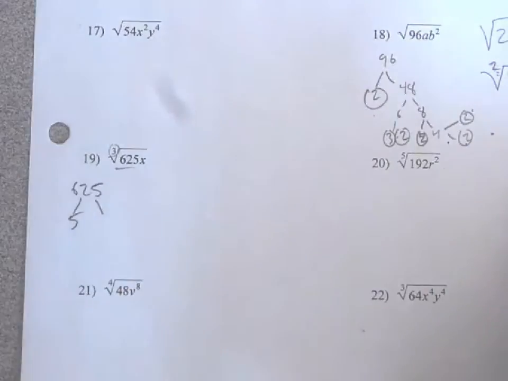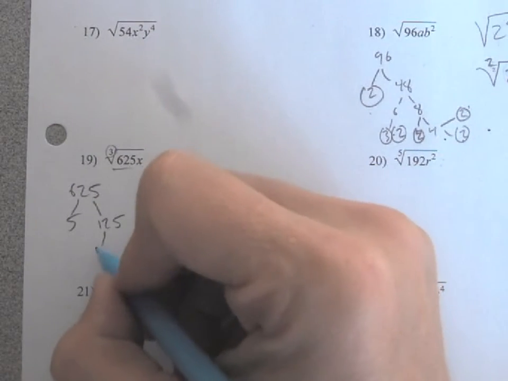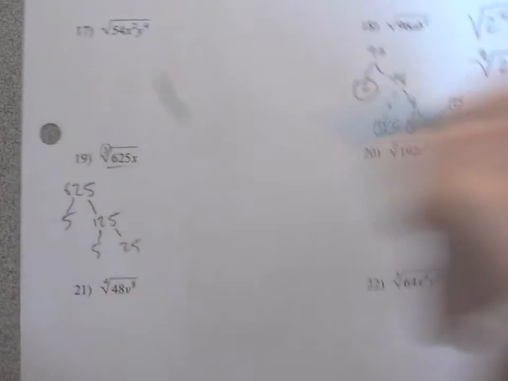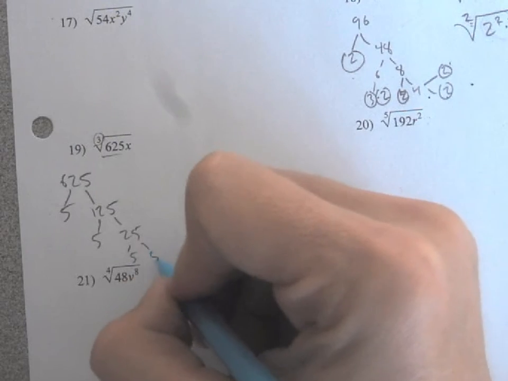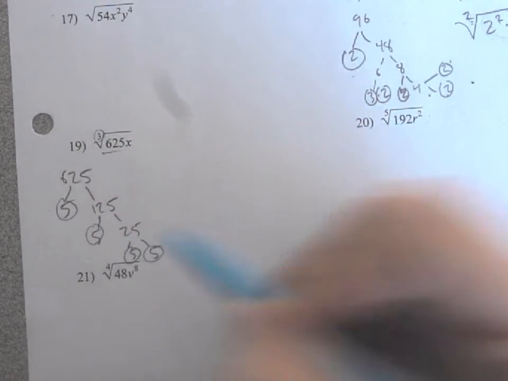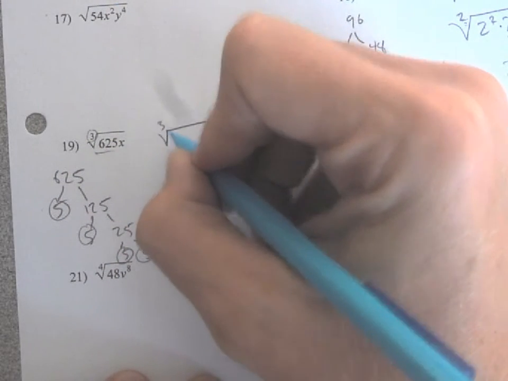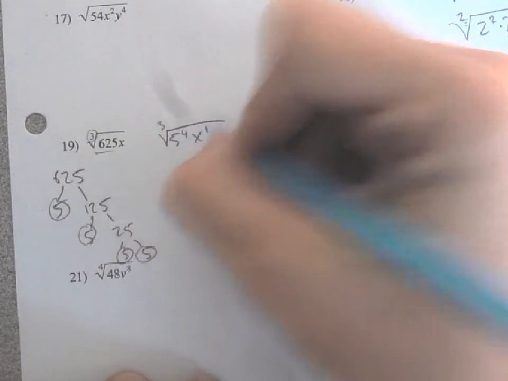Yep, 125. Okay. And then that is also divisible by 5. That is 5 times 25. And then that is also divisible by 5. 5 and 5. So altogether I have 5, 5, 5, 5. I have 5 to the 4th power here. So I have the third root of 5 to the 4 times x to the 1.